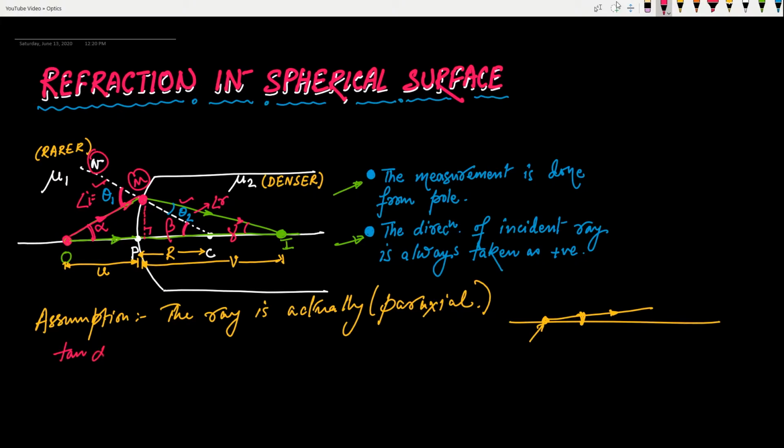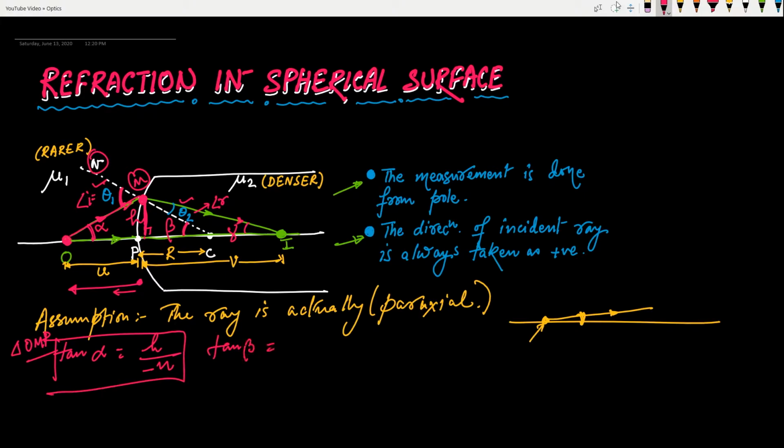Now tan alpha will be, we know tan theta is perpendicular by base. Suppose this perpendicular length is taken as h, height. So tan alpha will be h by minus u, because we are going against the incident ray, in this direction, because measurement is done from the pole. u is the object distance, we need to move in this direction, therefore it is minus u. So tan alpha is h by minus u. We got this from triangle OMP, simple. So this is our first tan theta.